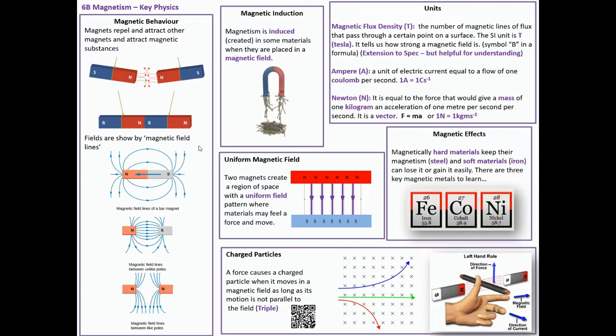Okay, so this is another iGCSE intro topic, 6B, magnetism. So we're looking at magnetic behavior as part of this. Magnets repel and attract each other, and attract magnetic substances. So you can see north and north will repel, and north and south attract.